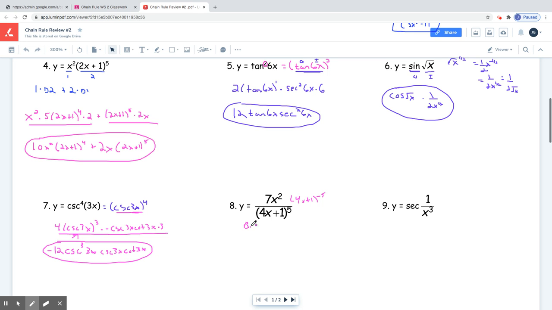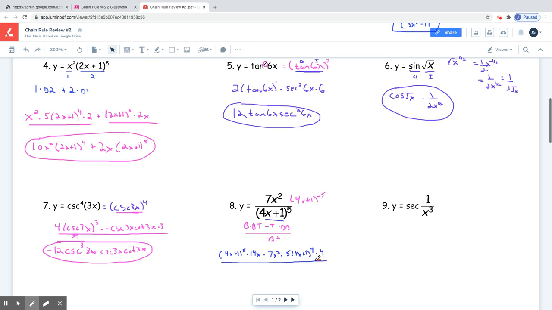Remember, it's the bottom times the derivative of the top, minus the top times the derivative of the bottom, all over the bottom squared. So the bottom is (4x + 1) to the 5th times the derivative of the top. The derivative of 7x squared is 14x, minus the top, which is 7x squared, times the derivative of the bottom. In order to do the derivative of the bottom, you need to do the chain rule. Bring the 5 out front. And hopefully, the more practice you do with this, the better and easier it becomes. Keep the inside the same. The 5 becomes a 4. Do not forget to multiply by the derivative of the inside. The inside is 4x + 1. The derivative of that is 4.